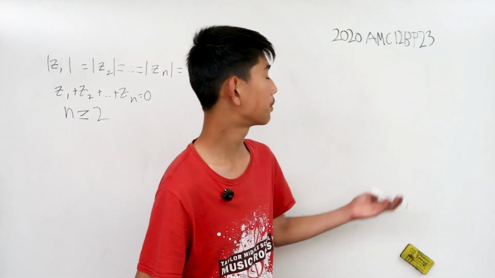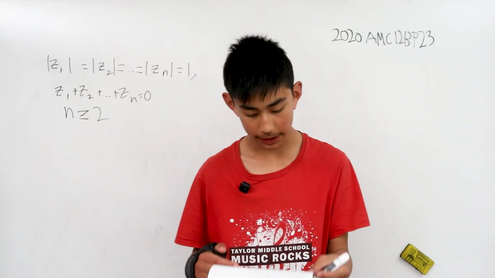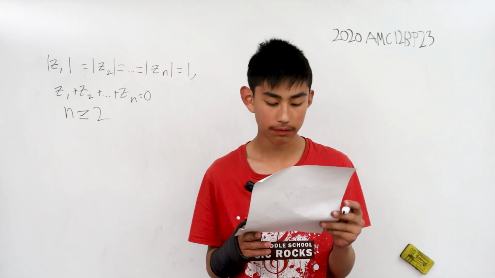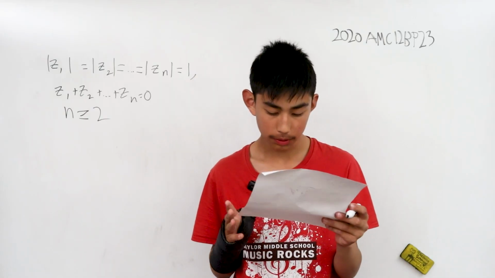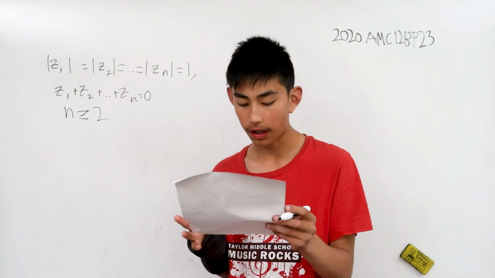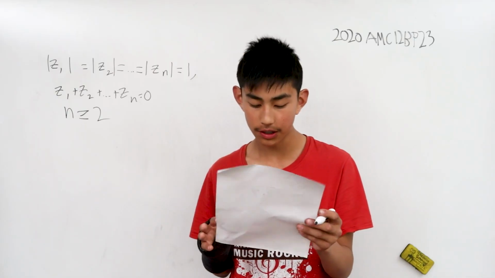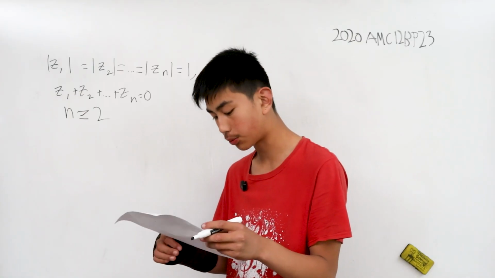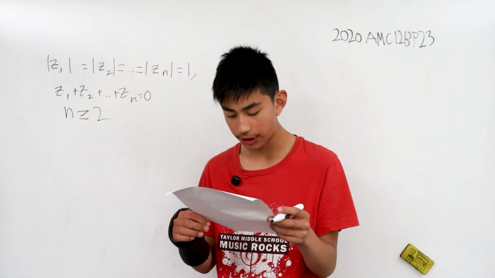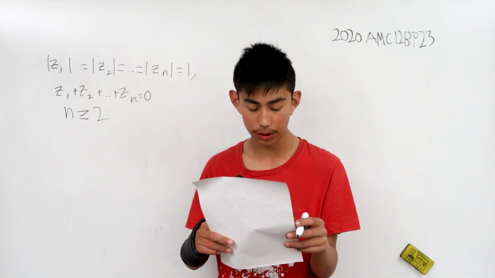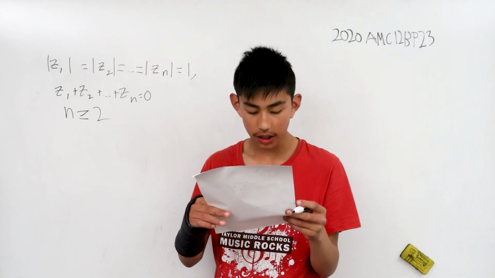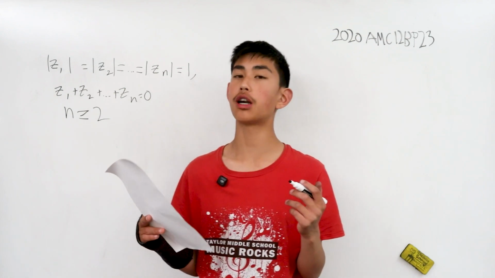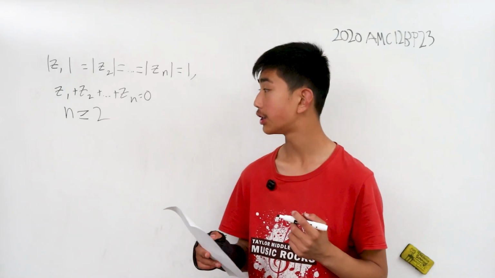We're solving problem 23 from the 2020 AMC 12B. How many integers n greater than or equal to 2 are there such that whenever z1 to zn are complex numbers such that the absolute value of z1 is equal to the absolute value of z2 is equal to ... is equal to the absolute value of zn, which is 1, and z1 plus z2 plus ... plus zn is 0, then the numbers z1 to zn are equally spaced on the unit circle in the complex plane. For this problem, we can start by testing really small values.